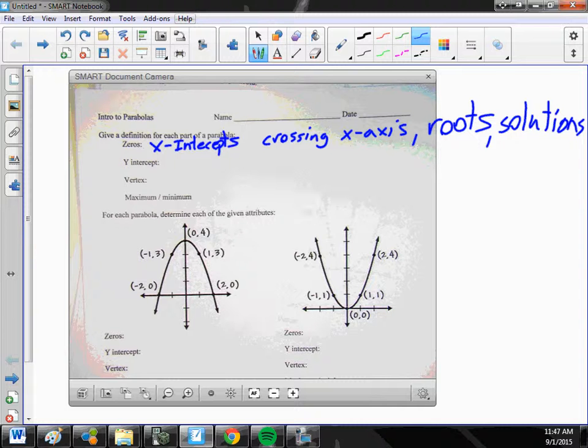It's your potato. Okay, what is a y-intercept? It crosses the y-axis. So it's where the graph crosses the y-axis. Do we want to label it as a point or as a single number?